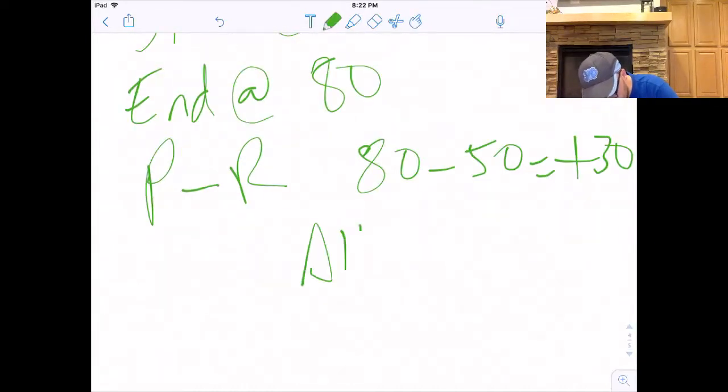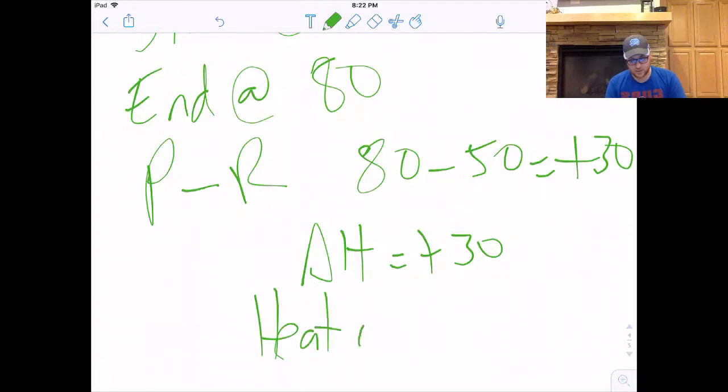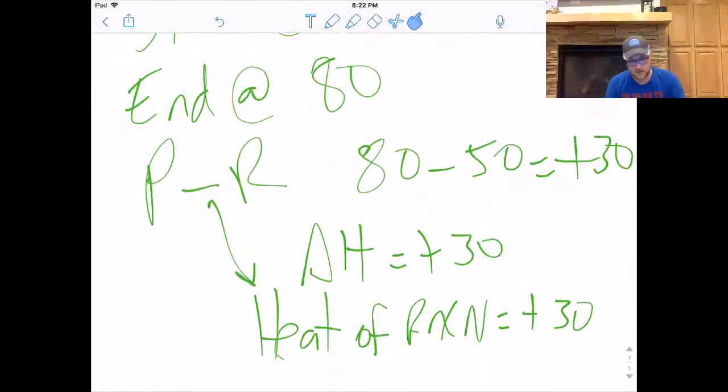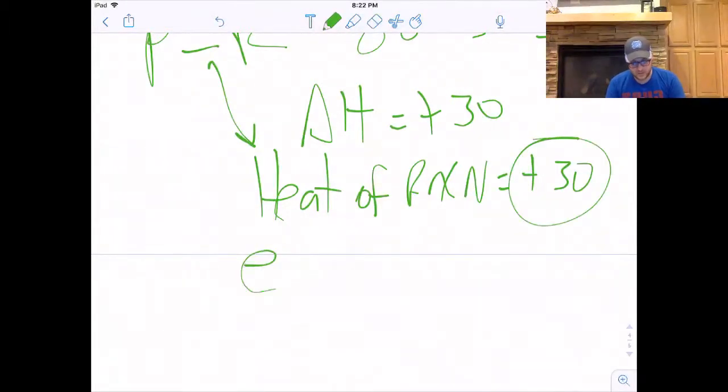The heat of the reaction, that's a lot of ways you're going to see this. The heat of the reaction is plus 30. The products minus reactants, the heat of the reaction is plus 30. And since it's plus, it's endothermic. There has been a net gain of heat.